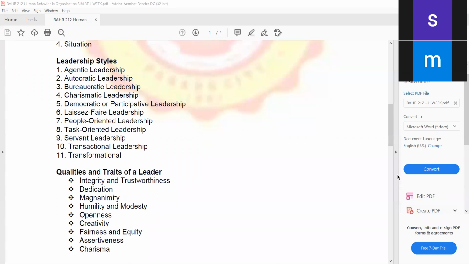Okay. I want to ask, of all the leadership styles that we discussed, which of these do you see yourself most likely practicing in the future?